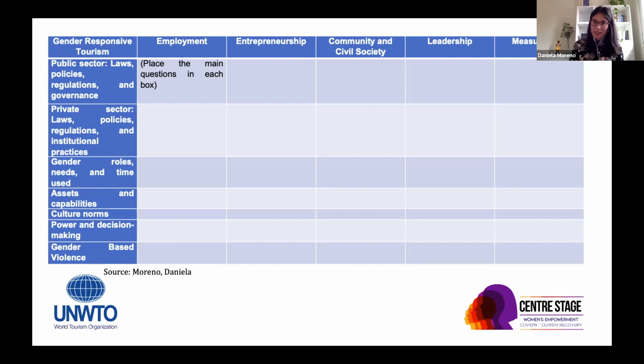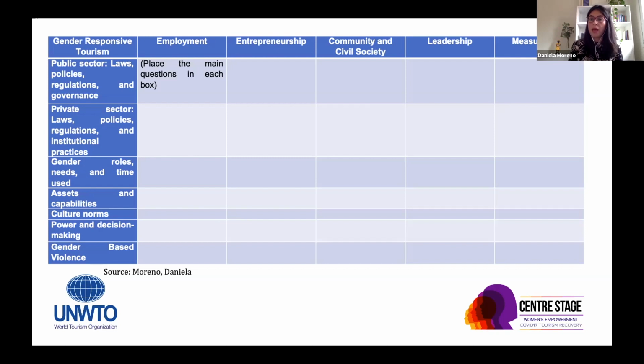These are two examples of questions related to the intermediate cause. Let me tell you another example. For example, to what extent do women working in tourism know their working conditions and rights? Maybe the gaps that I have in my first matrix are about the lack of working conditions for women.